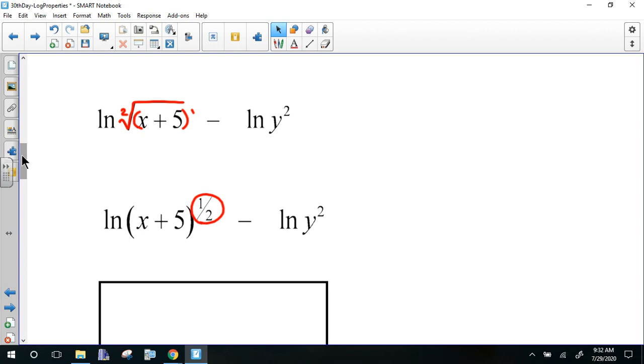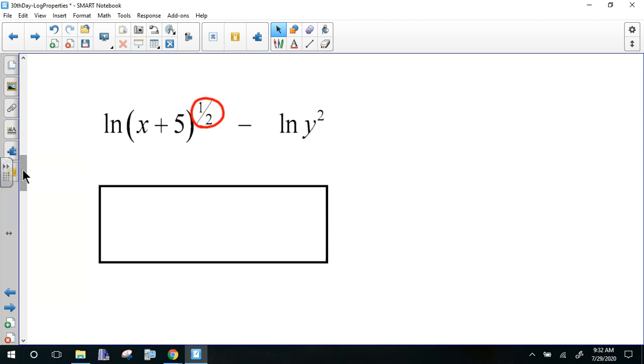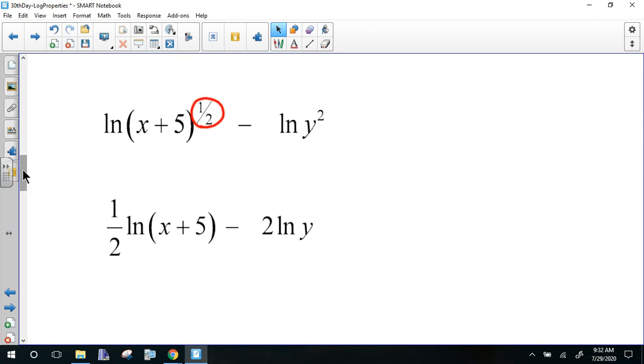Then all I have to do is move my exponents out in front of the log. So I'll have 1/2 natural log of x plus 5 minus 2 natural log y.